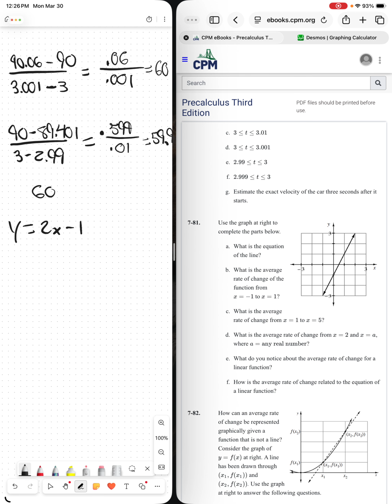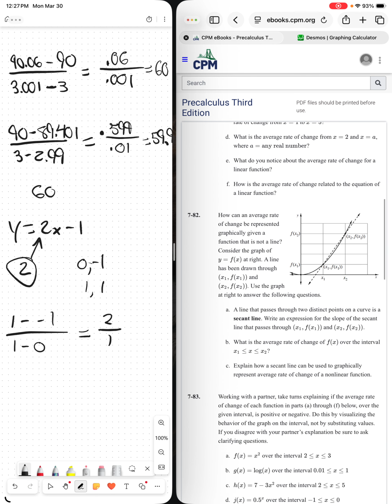What is the average rate of change? Average rate of change is slope. It's 2. Now you could choose two points, like 0, -1 and 1, 1. So we could say y2 minus y1 over x2 minus x1, which is 1 minus -1 over 1, so 2 over 1, but we should already know it's the same as slope. What's the average rate of change from 1 to 5? 2, same as slope. From 2 to 4? 2, because of slope. What do you notice? For a linear function, the slope is the average rate of change.